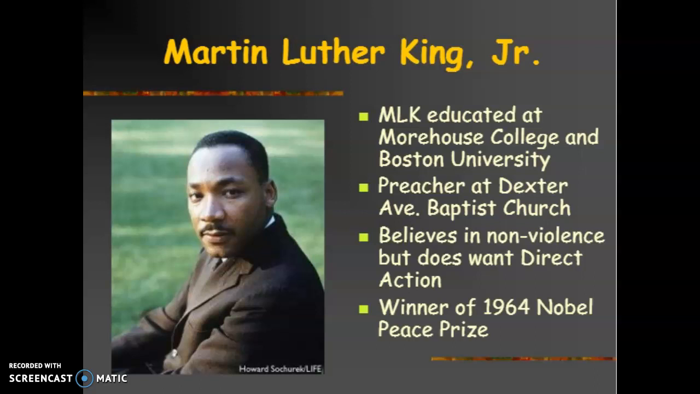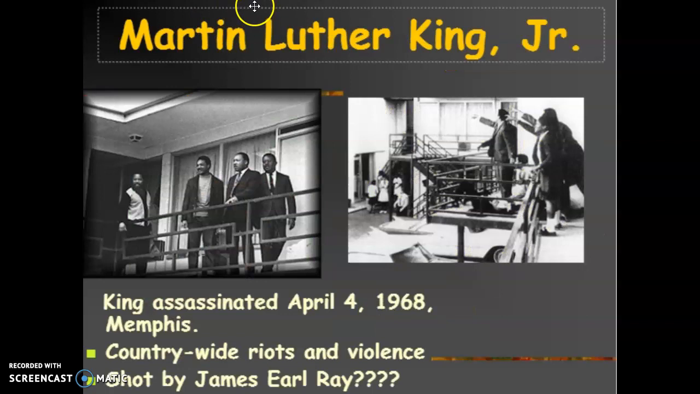Another really important person in the civil rights movement was Martin Luther King Jr. Martin Luther King was a preacher, and he believed in the nonviolent portion of the civil rights movement, but he did want direct action. He wanted things to happen. One of the things he really fought for was this equality, right? And he was viewed by many as an enemy, and so he was actually assassinated on April 4th, 1968, in Memphis, Tennessee.